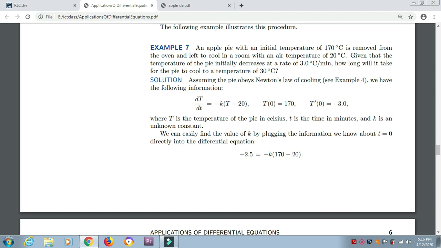The initial state, that is T of 0, is 170 degrees Celsius. Then the rate of change in T, T dash of 0, is 3 degrees Celsius. That is, the temperature of the pie initially decreases at a rate of 3 degrees Celsius per minute, the rate of change in T is T dash. Why we put a negative symbol here is that the temperature is decreasing, so here we have minus 3.